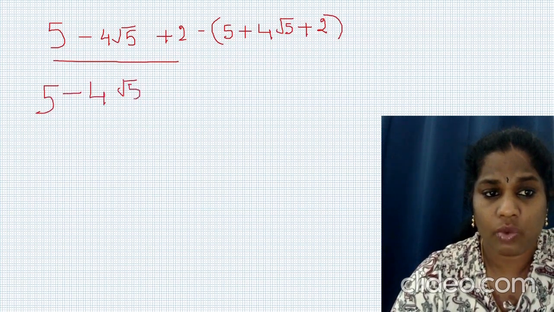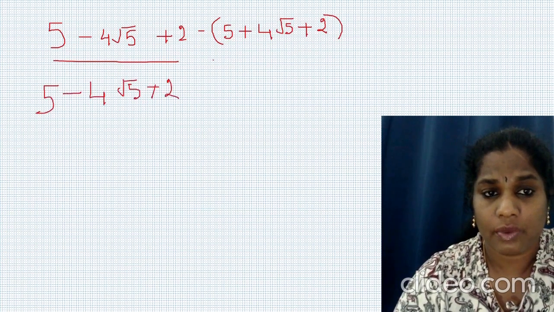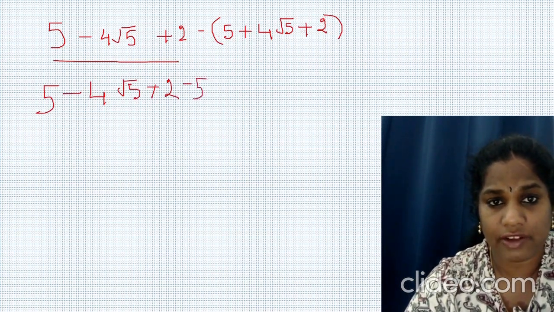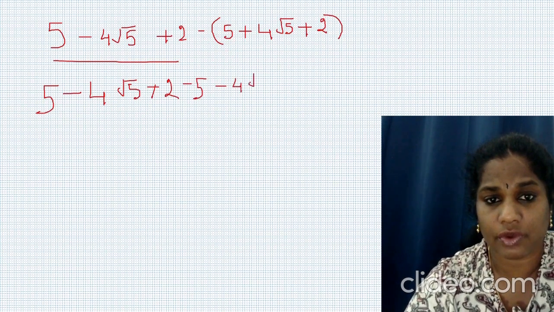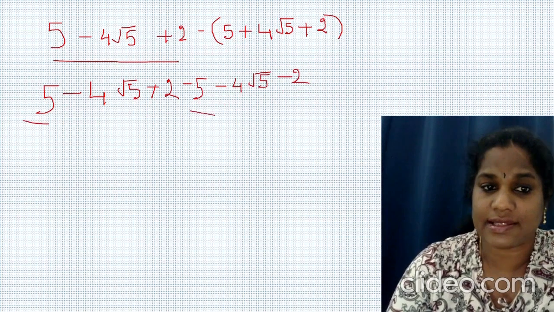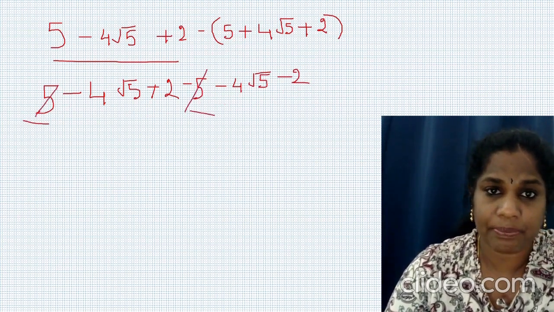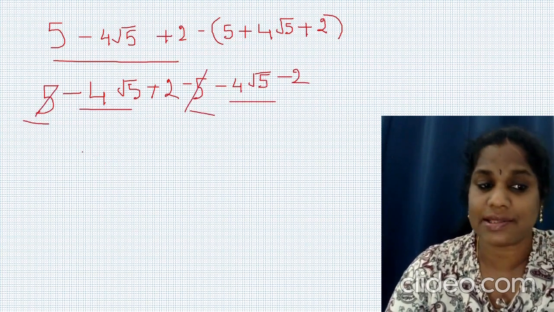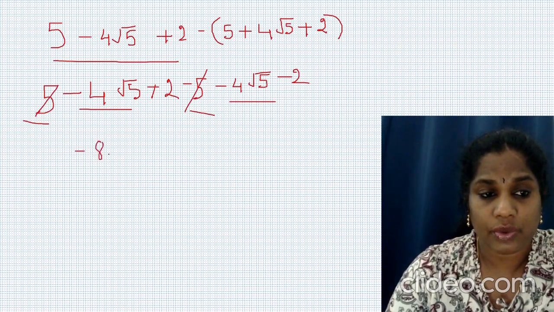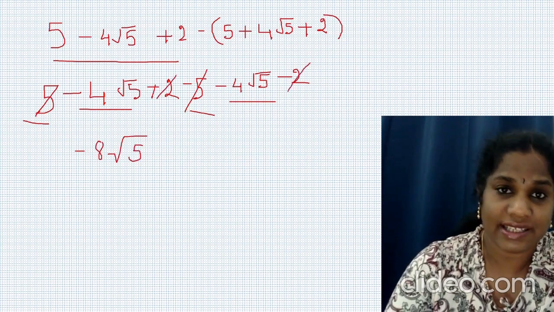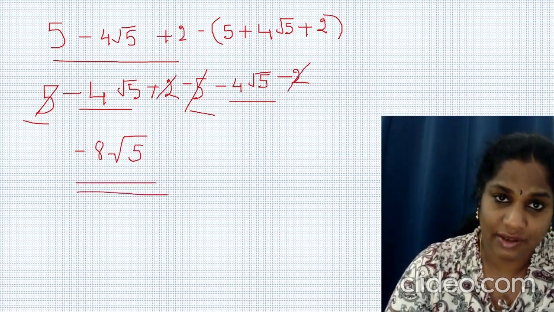Opening the bracket would be multiplying with the minus sign, so all the signs will change. This will become negative 5, positive 4 root 5 will become negative 4 root 5, and positive 2 will become negative 2. Now if you look at it carefully, this is positive and this is negative, so I can easily cancel them. This is negative and this is also negative, so this will become minus 8 root 5, because the 2 and 2 are also getting cancelled. So this is the answer for this question.